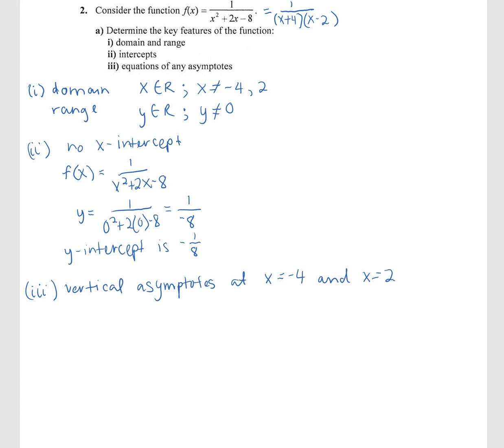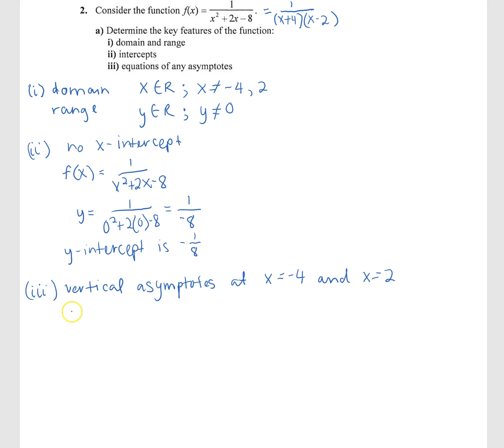And for a horizontal asymptote, this is going to be at y = 0, because our function will never quite reach y = 0. It's one of the restrictions on our range. One way to prove that this is a horizontal asymptote is to look at the function as x approaches infinity. What does f(x) approach? It should be 0 if we have a horizontal asymptote at 0.